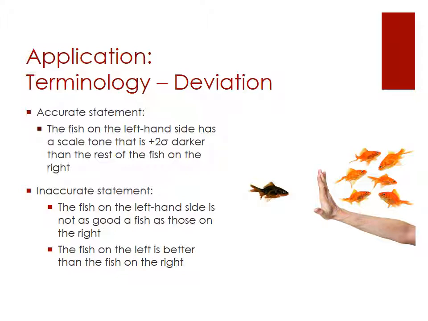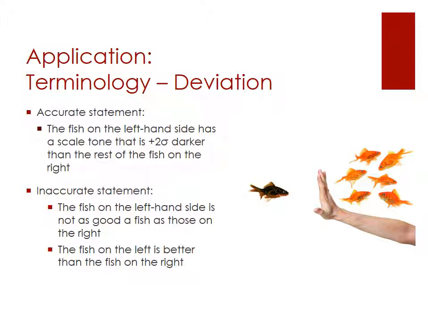If we're applying the statistical term deviation and looking at this image here, it would be accurate to say, for example, that the fish on the left has a scale tone that is greater than 2 standard deviations darker than the rest of the fish on the right, making it unusual. However, it would be an inaccurate statement to say the fish on the left is not as good as those on the right, or that the fish on the left is better than those on the right.